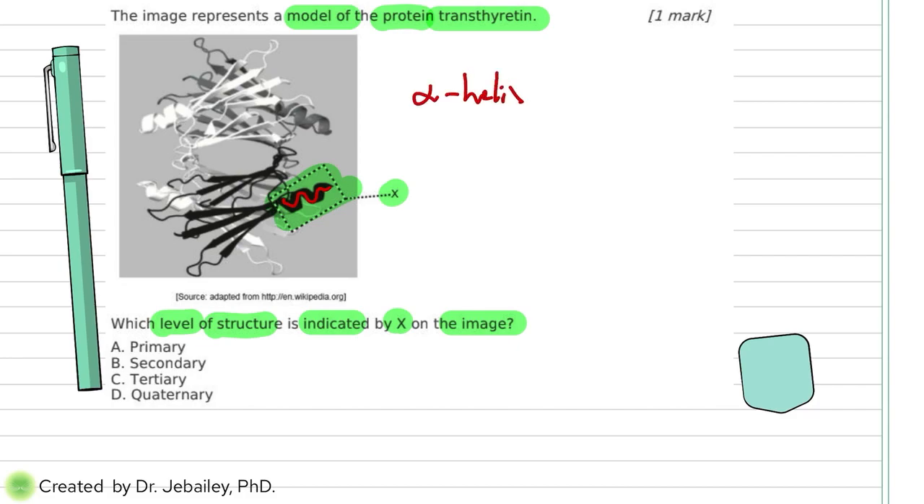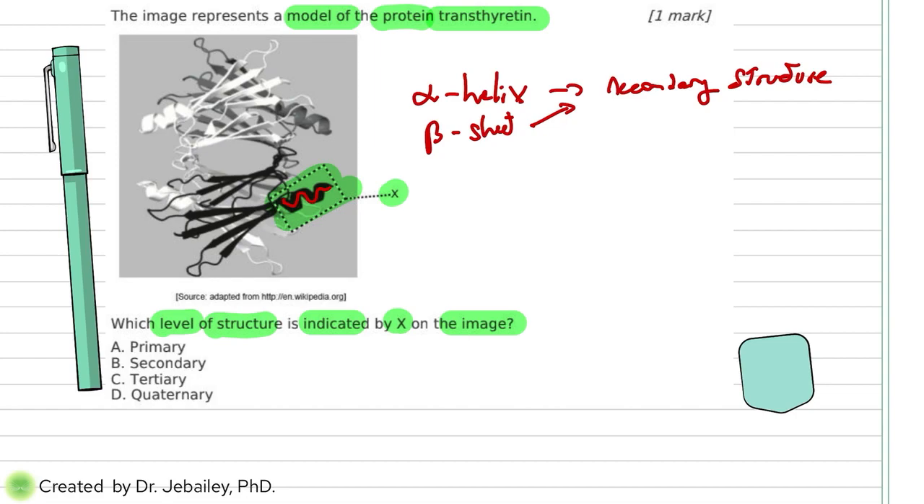And when we think about the alpha helix, that is the secondary structure, right? Also, if you remember, what else is the secondary? We have the beta, right? The beta pleated sheets. So the beta sheets as well as the alpha helix here, these are considered as secondary. So my guess would have been on that.